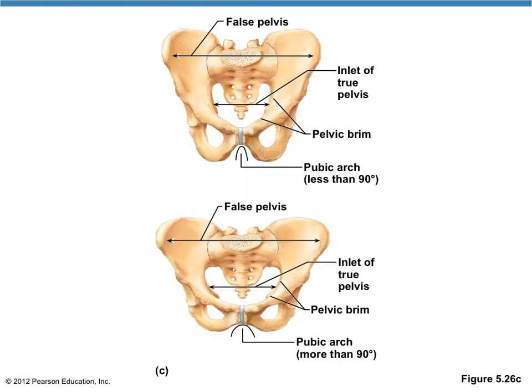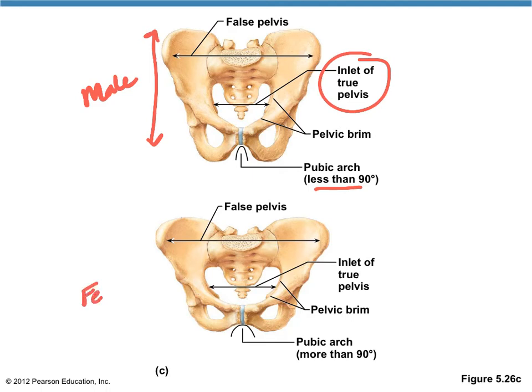So when you look at a male pelvis and a female pelvis, you'll notice they look a little bit different. The male pelvis is a little bit taller, generally speaking, and narrower. And then the pubic arch is less than 90 degrees, and the inlet of the pelvis is going to be a little bit less round. In the female, the pelvis is a little bit shorter, the ilia are a little bit wider and more flared, the inlet is a little bit larger, and the pubic arch is more than 90 degrees.